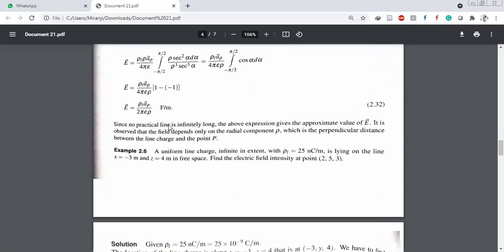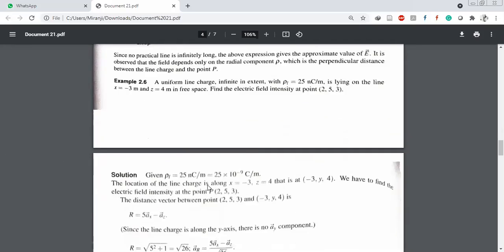Since no practical line is infinitely long, in a practical case the line always has two ends, right? That's why no practical line is infinitely long. The above expression gives the approximate value of E only. It is observed that the field depends only on the radial component rho, how far it is located, which is perpendicular to the distance between the line charge and point P.